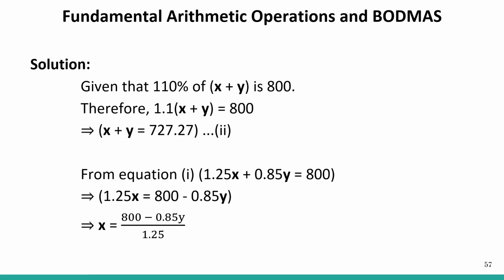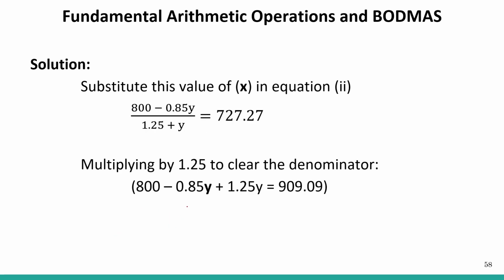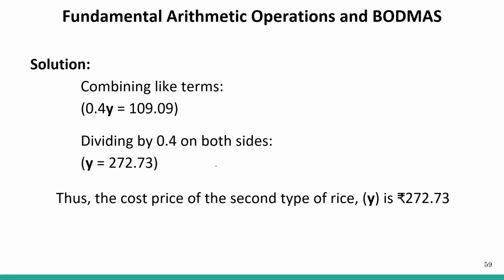This implies that 1.25x is equal to 800 minus 0.85y. So x is equal to 800 minus 0.85y whole by 1.25. Substituting these values, what we get is 727.27. Combining the like terms, 0.4y is equal to 109.09, and dividing by 0.4 on both sides because we want only y on the left hand side.